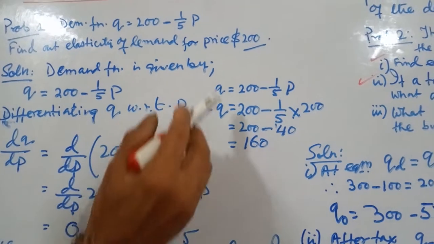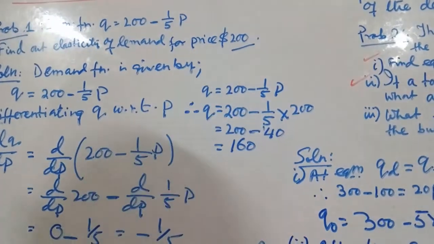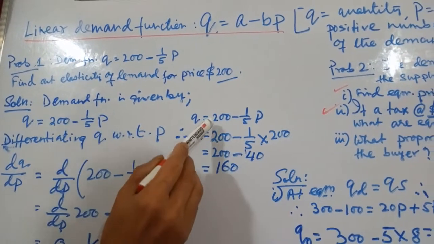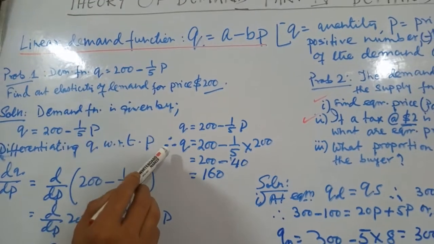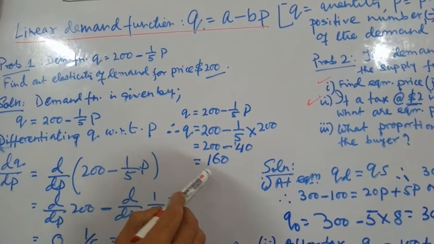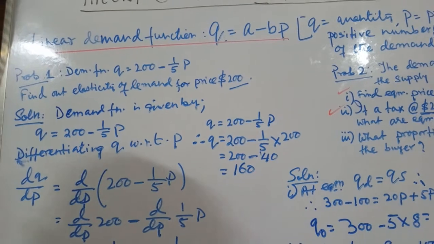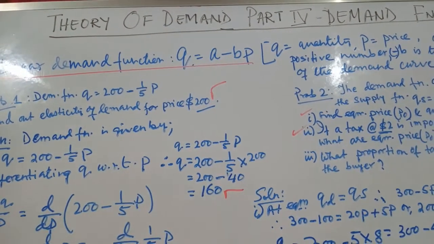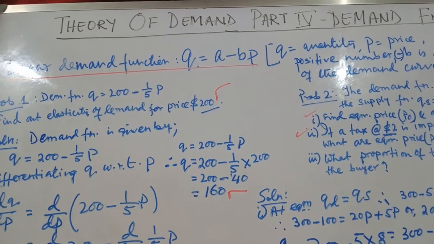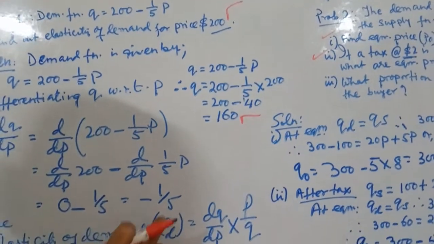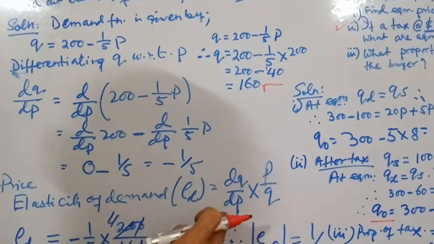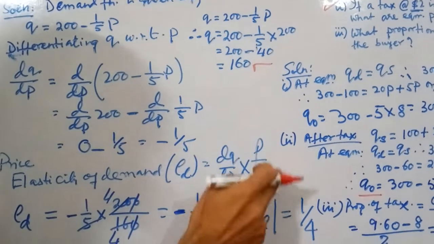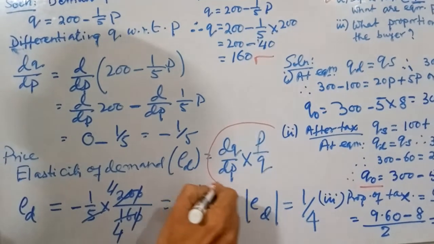Now P is given, that is 200. We have put the value of P in this equation. So we have found out Q: P is 200 and Q is 160. Now we know price elasticity of demand, that is ED, is equal to dQ/dP into P by Q. This is the formula of price elasticity of demand, ED.